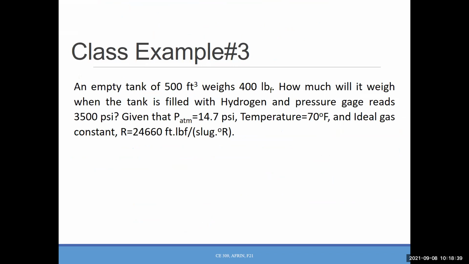Now, can anyone read the class example 3 loudly so that everyone can hear? Read the class example 3 loudly. Do I need to pick someone or you will do that voluntarily?